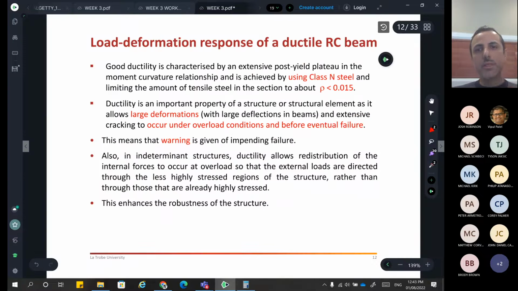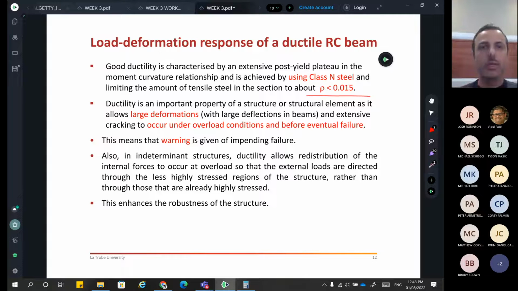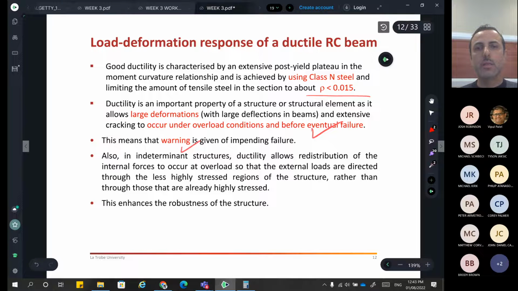Now, this slide really just summarizes what I said to you already. By standards, we need to make sure the steel ratio does not go more than this figure to give us the warning. As I said here, it's giving us the warning, and also it's really to help if we have indeterminate structures.